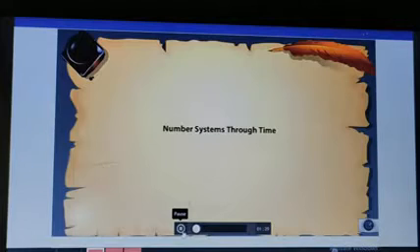Hello everyone. The topic of the day is number system, class 9th, chapter 1. Let's have a look. What is number and what are the number system from where we started? We will learn how and why new number systems were added to the existing collection of numbers.